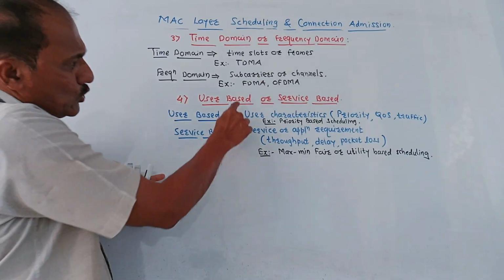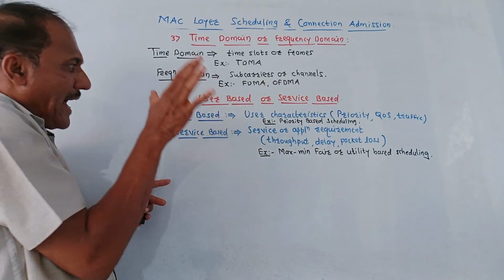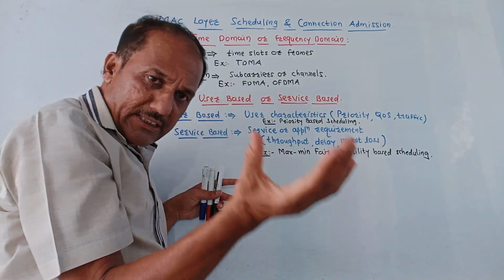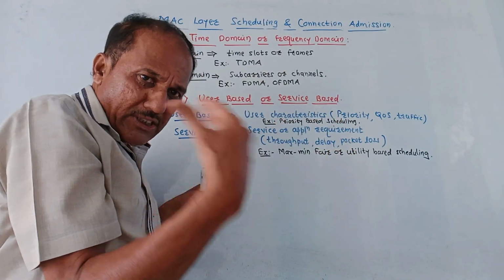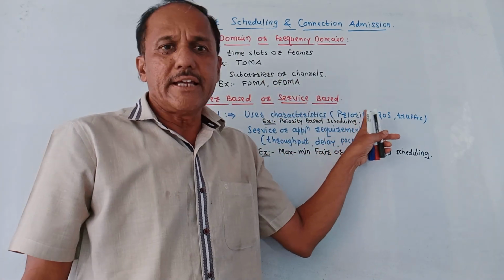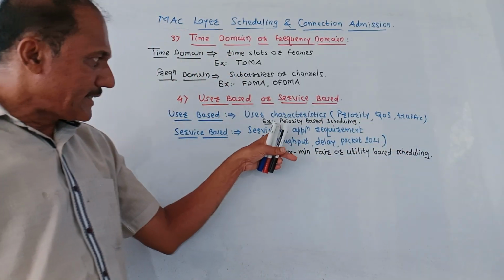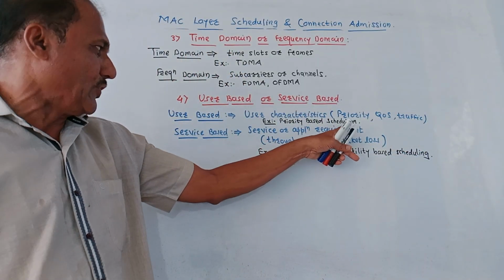Then the fourth type is user based or service based. First is user based. As the name indicates, the scheduling is based on the user characteristics, which may include priority, quality of service, that is QoS, and traffic conditions. An example is priority based scheduling.